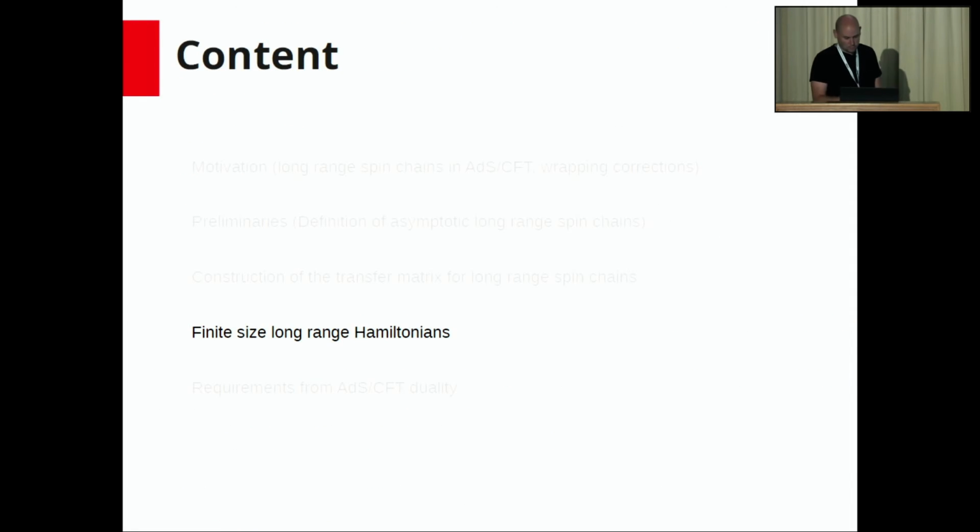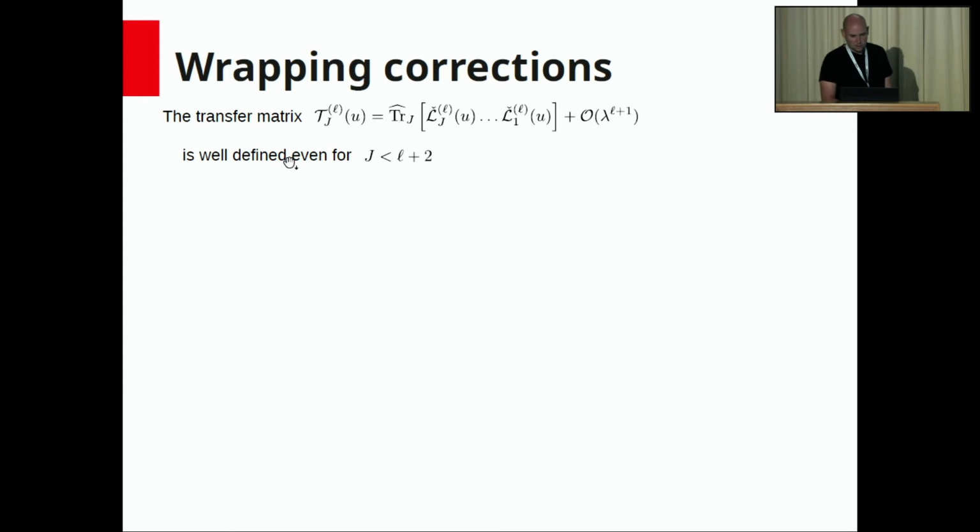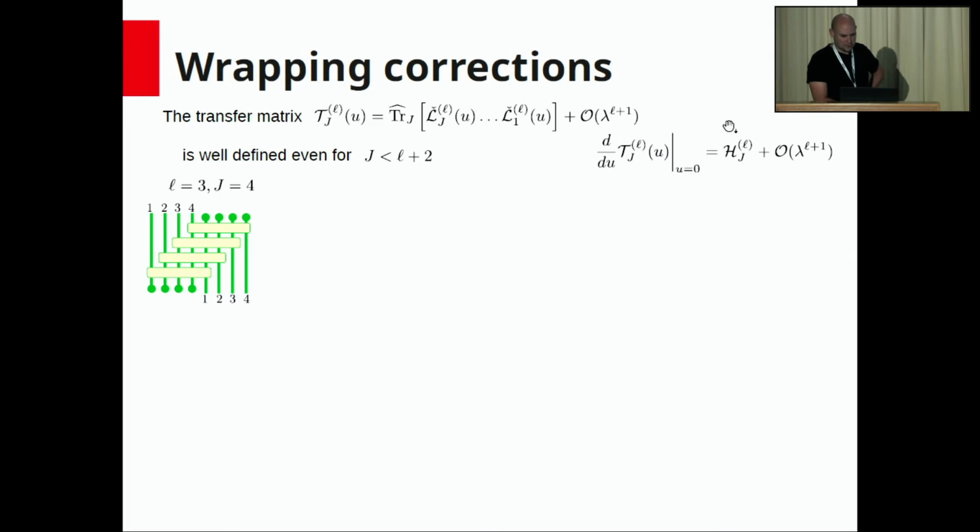Okay, let's now continue with the finite size long-range Hamiltonians. The main advantage of this transfer matrix is that it is well defined even when the length of the spin chain is smaller than the interaction range. So it is defined even for the wrapping region. The Hamiltonian is just the derivative of the transfer matrix, so let us calculate this quantity. Let us see an example where the interaction range is 5 and the spin chain length is 4.